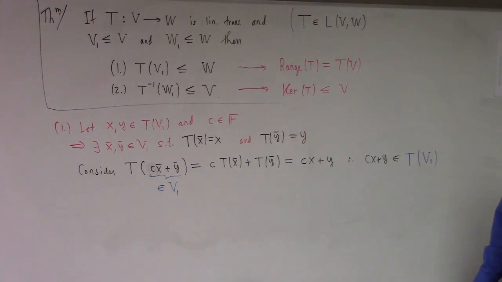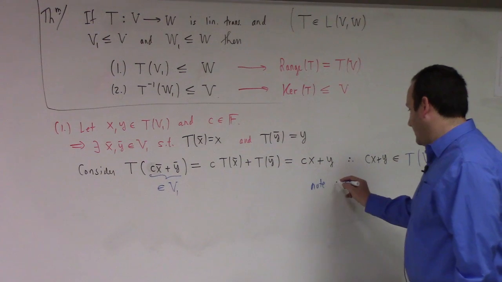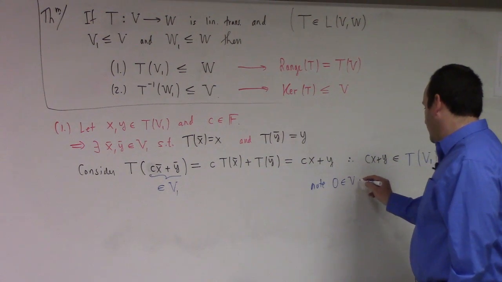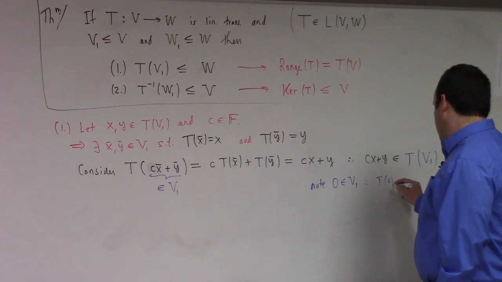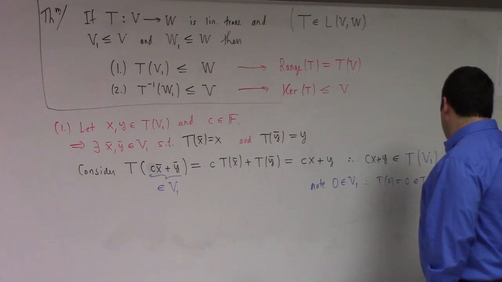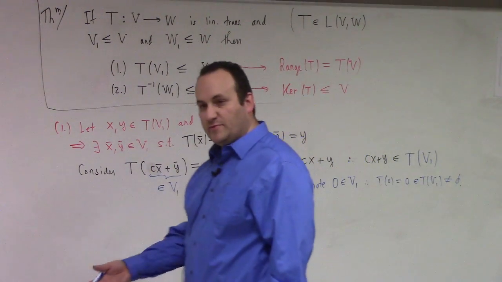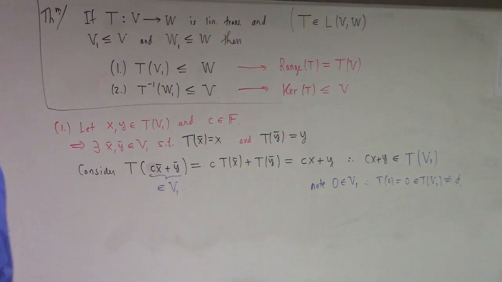How do I know that it's non-empty? 0 is an element of V1, right? T of 0 is equal to 0. So that's an element of T of V1, which is not equal to the empty set, right? So it's a non-empty set closed under addition and scalar multiplication. Therefore, it's a subspace. Es bueno.